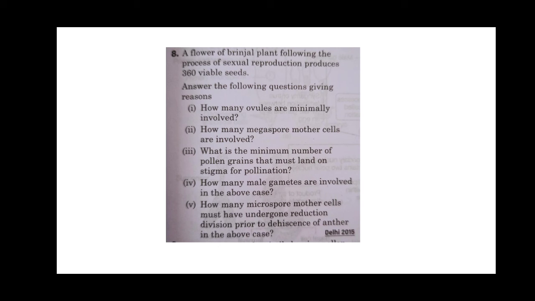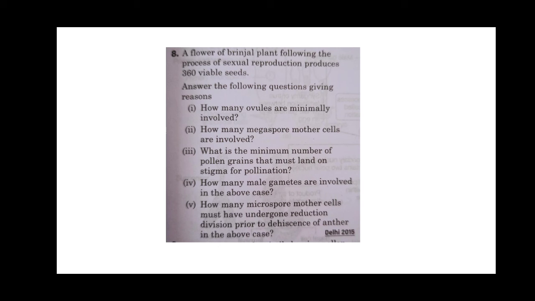First of all, how many ovules are minimally involved? So it's the minimal number of ovules that are involved in making those viable seeds. Second, how many megaspore mother cells are involved in this process? What are megaspore mother cells? The ones which undergo the process of megasporogenesis and finally give rise to an ovule.